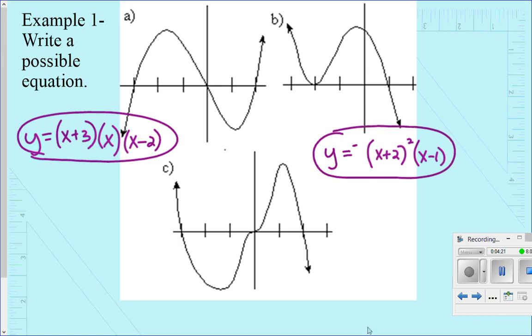Last one. So I see negative 3, so x plus 3. And again, I'm noticing it's pointing down, so I'll put a negative in the front. I see 0 at 0, 0, but I see that's a point of inflection, so that's x cubed. And then I see at positive 2, so x minus 2, and that's through, so that's to the first. You can either leave it in that order, or if you want to bring that x cubed in the front, you can.